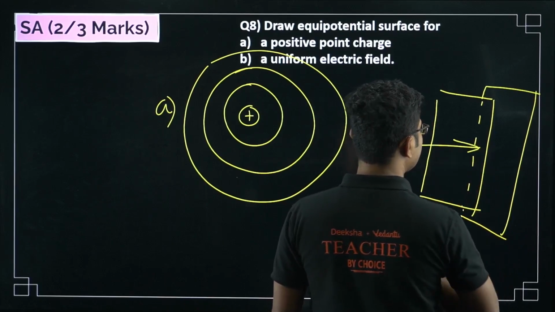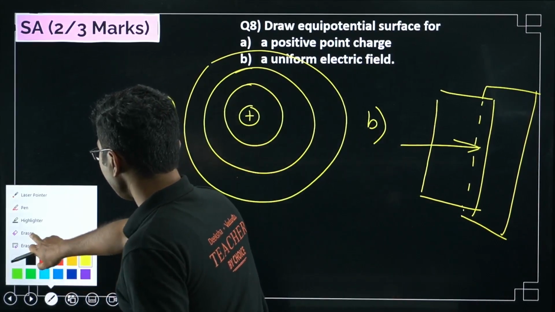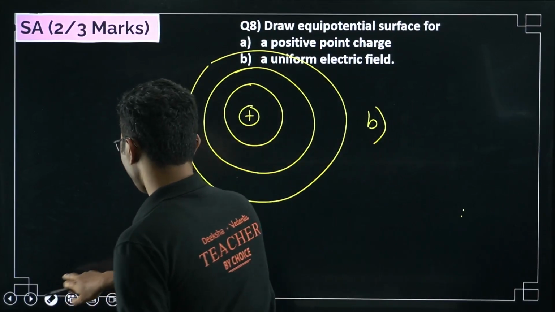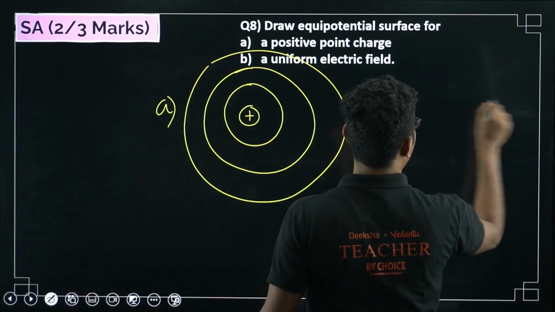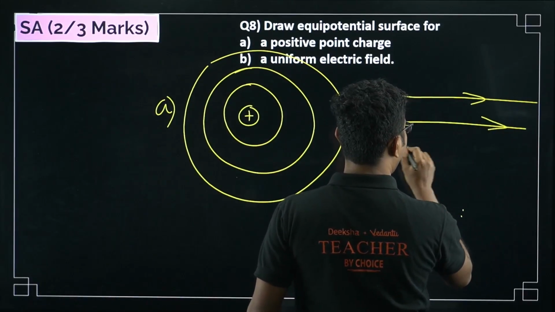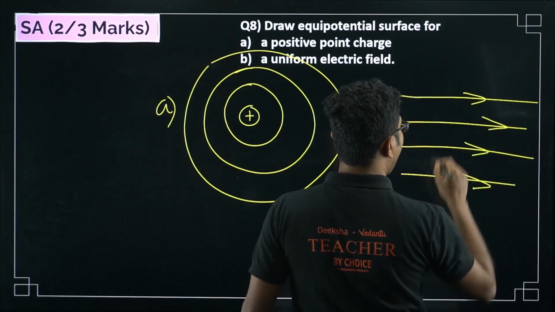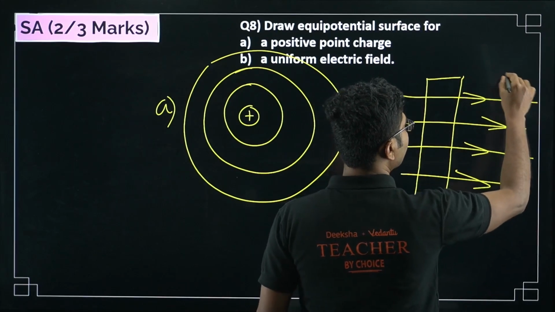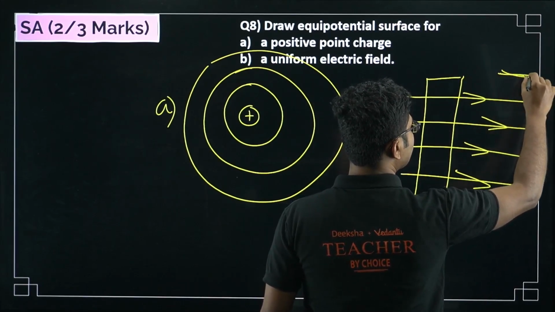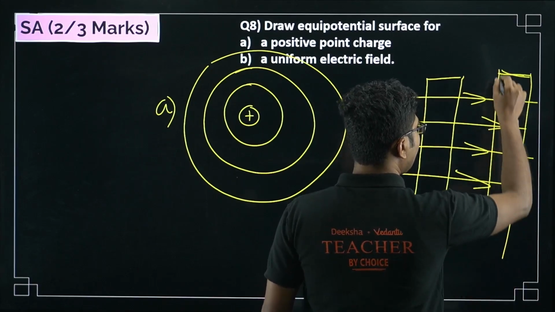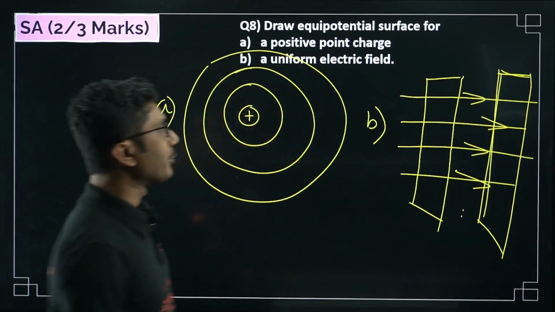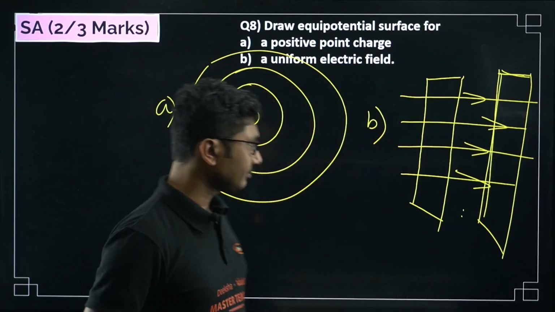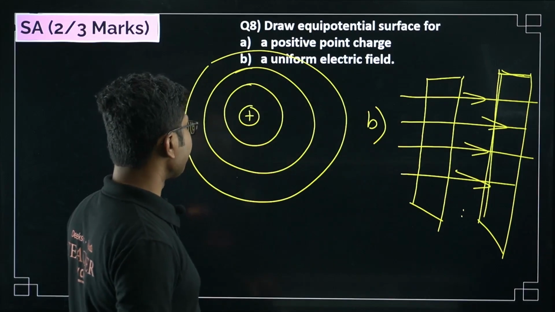Okay, and the electric field lines are passing like that. Let me draw it a little bit clearer. So electric field lines will be parallel, and as you know, the equipotential surface is always normal to that, so you can draw the equipotential surface like this. Okay, so this will be your equipotential surface, right? This is for the uniform electric field or constant electric field. This is the type of equipotential surface, right?